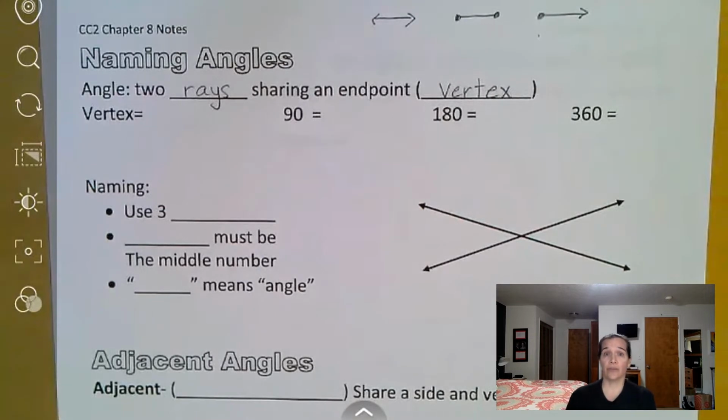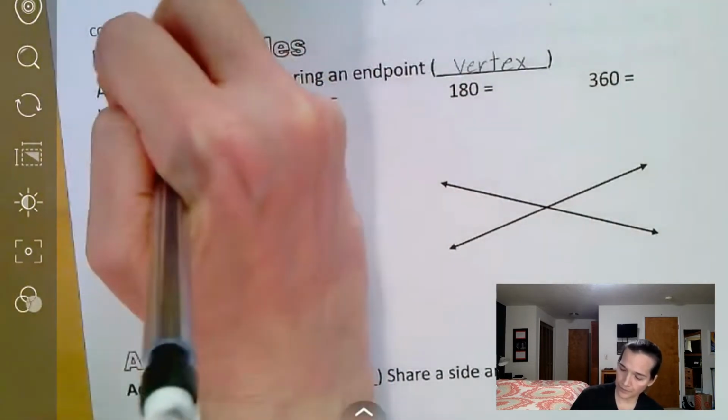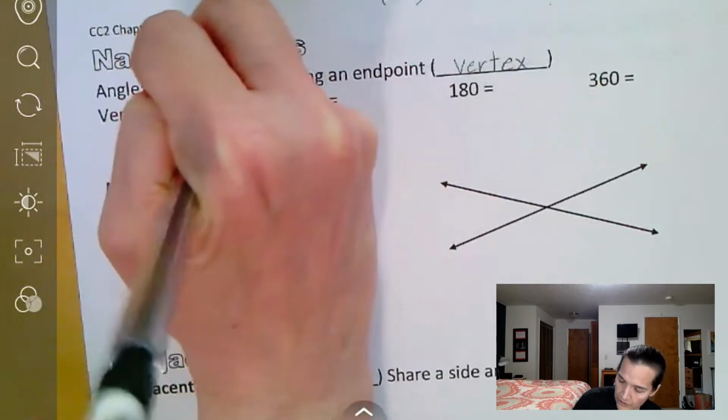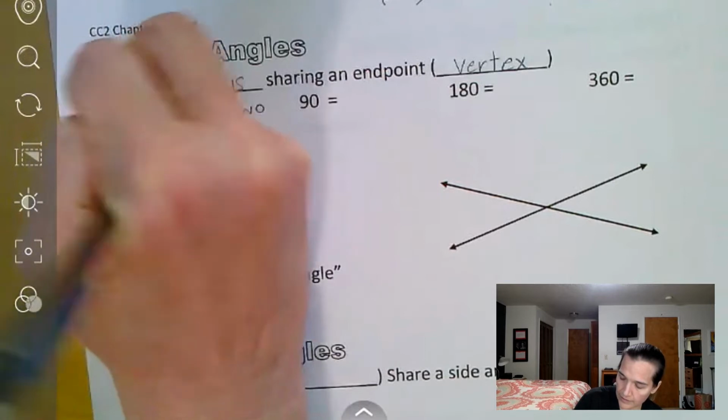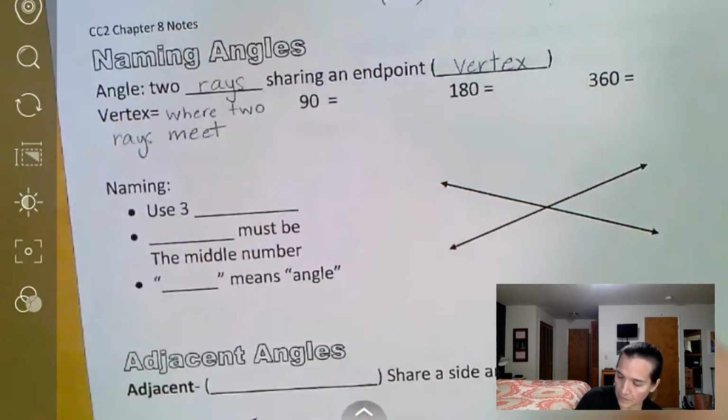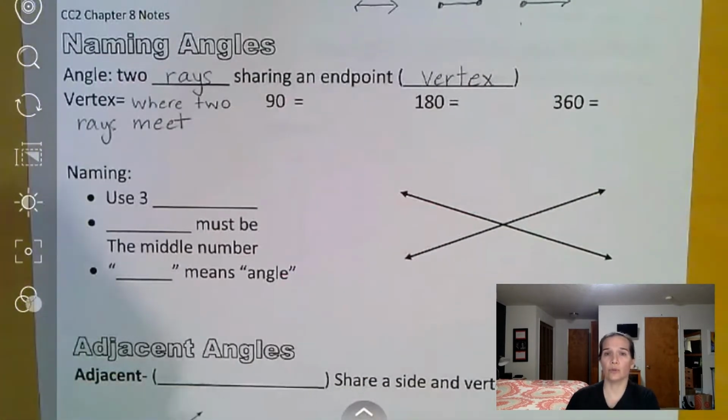So the vertex is where the two rays meet. It's basically like the corner of the angle. The vertex is where two rays meet. Okay. We're going to look at a couple real quick ones here.